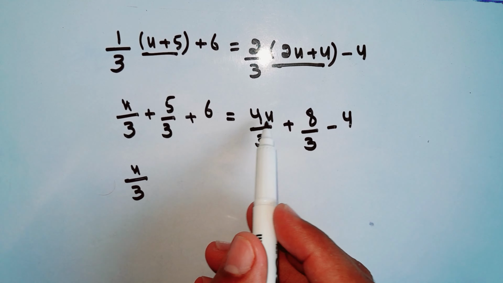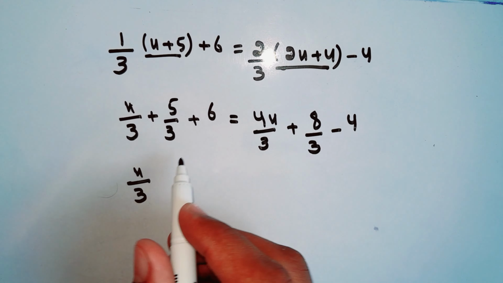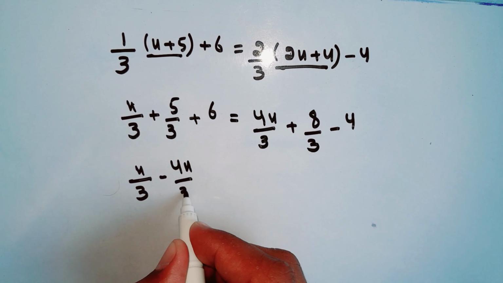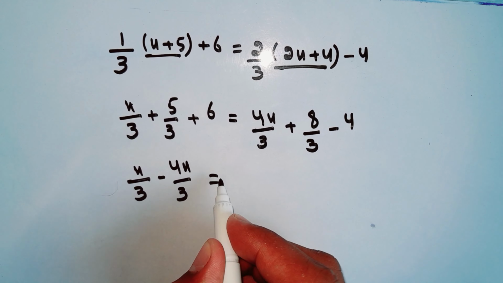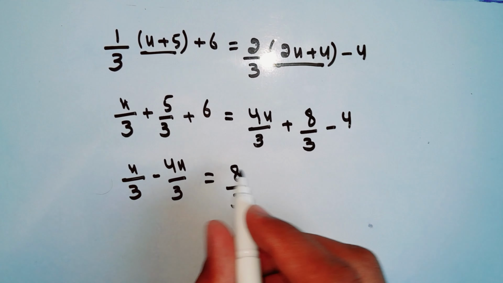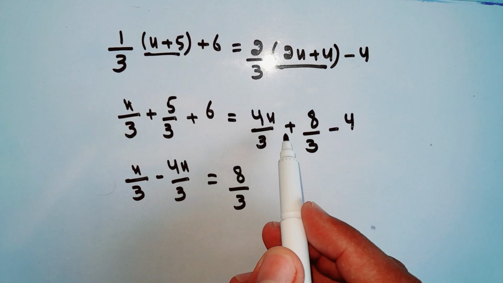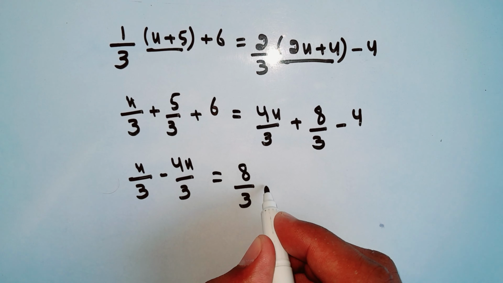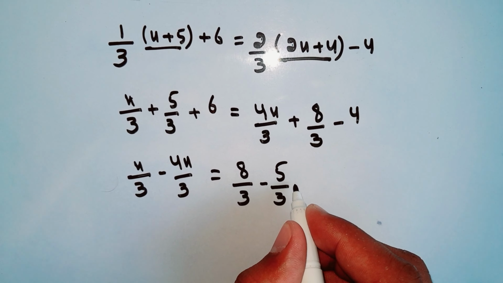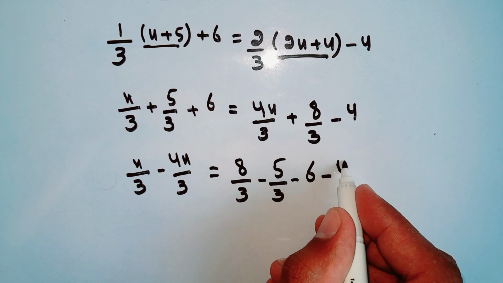So the x term 4x/3 plus 4x, we change plus 4x to the other side of equal, it becomes minus 4x/3 equals, now here remaining 8/3 and plus 5/3, we change plus 5/3 to the other side of equal, it becomes minus 5/3 and minus 6. So we write minus 6 and minus 4.